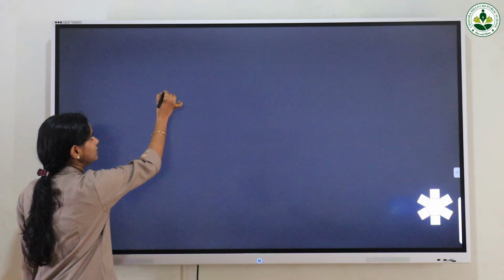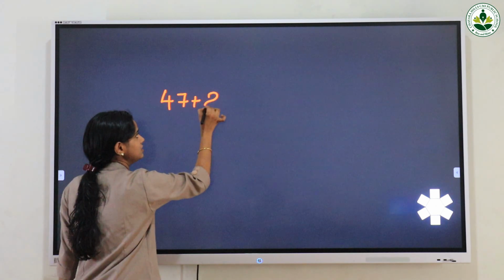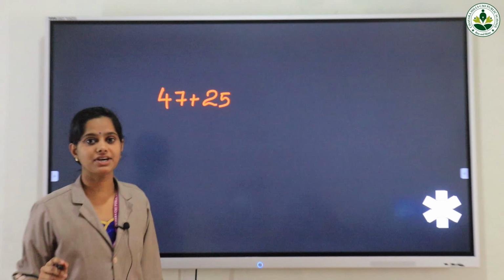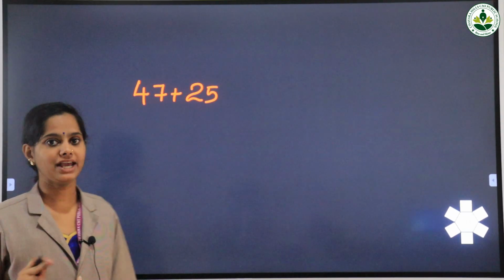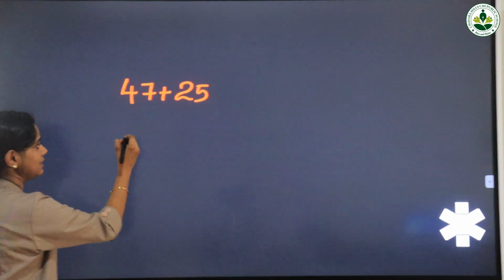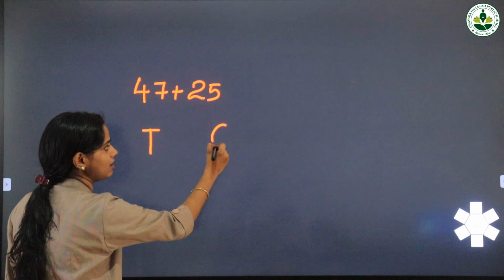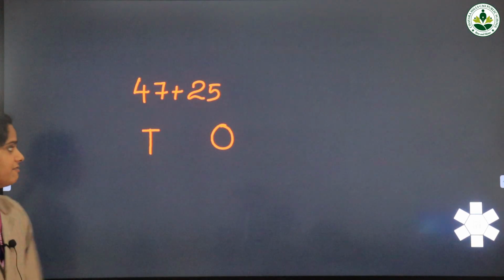Find 47 plus 25. How to find 47 plus 25? First we place these numbers in the place value chart. This is the tens column and this is the ones column.